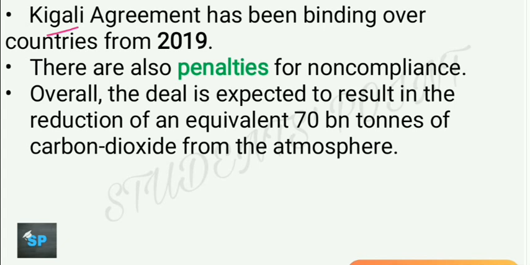And the Kigali Agreement has been binding all over the world from 2019. That is, all the countries who are party to this agreement will be under binding to reduce use of HFCs from 2019. And those countries which do not follow the terms of this agreement can also be punished under this agreement for non-compliance. And the deal is expected to result in a reduction of an equivalent 70 billion tons of carbon dioxide from the atmosphere.